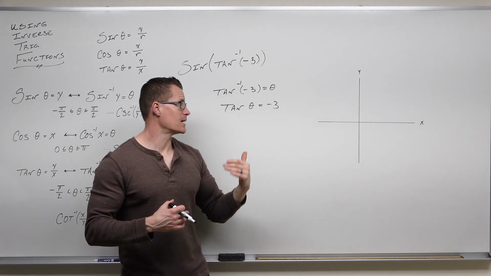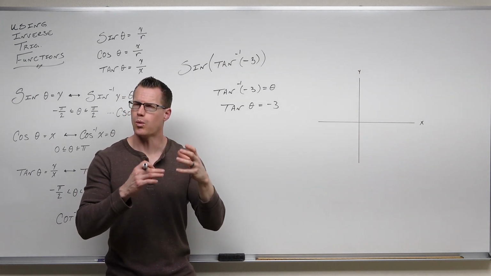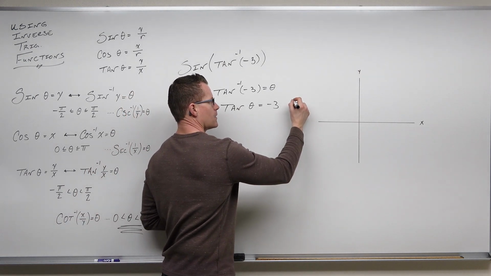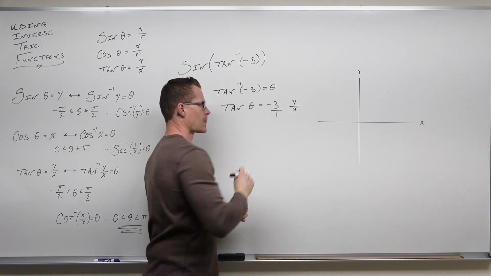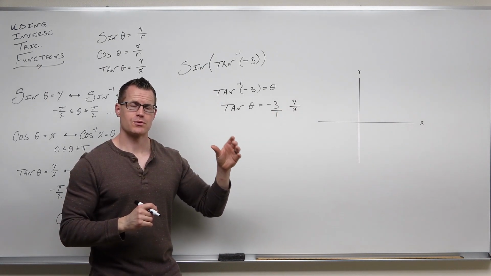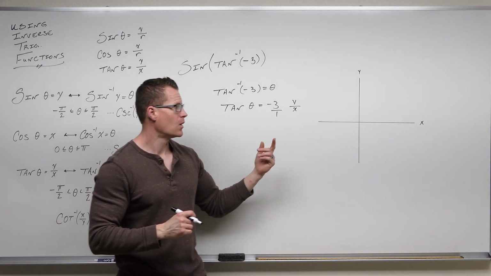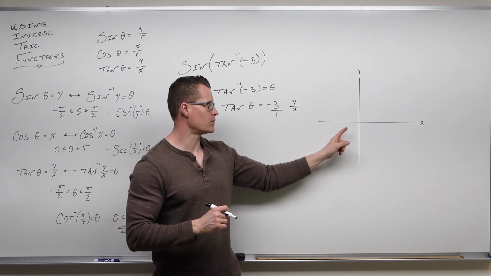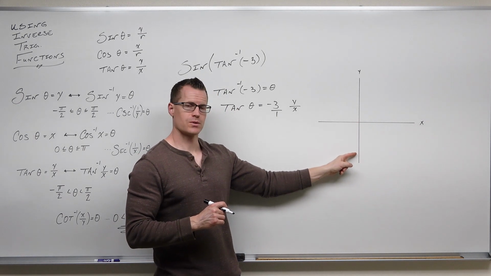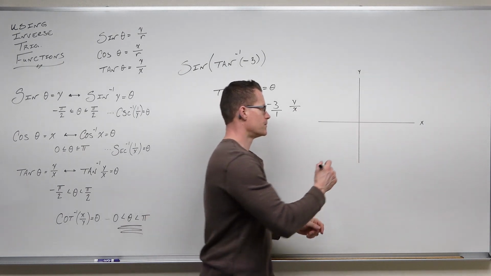So if we're going to say, hey, tangent theta relates y to x, then that would be a y of negative 3 and an x of positive 1. Here's a y of negative 3 and an x of positive 1.